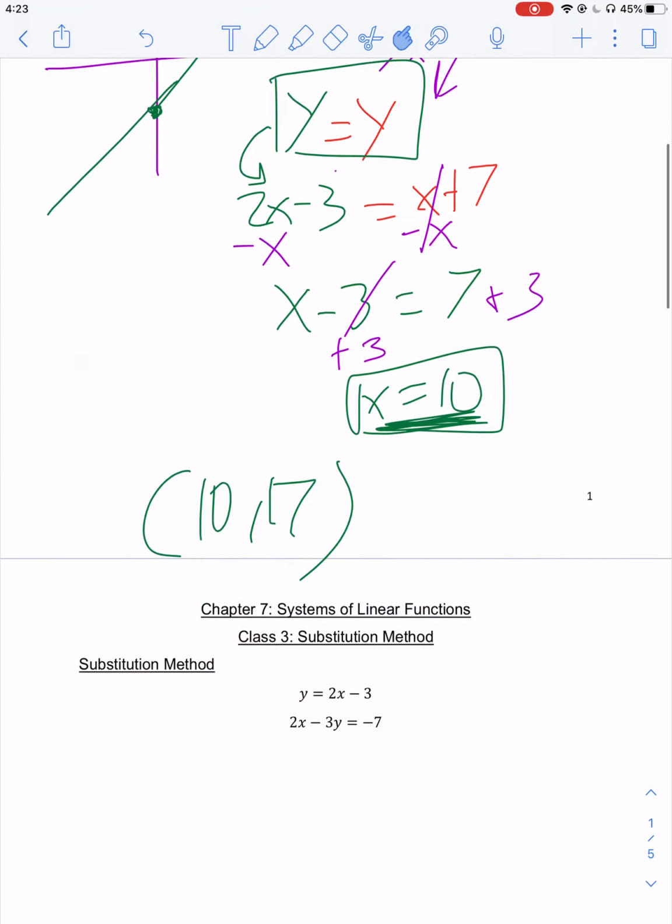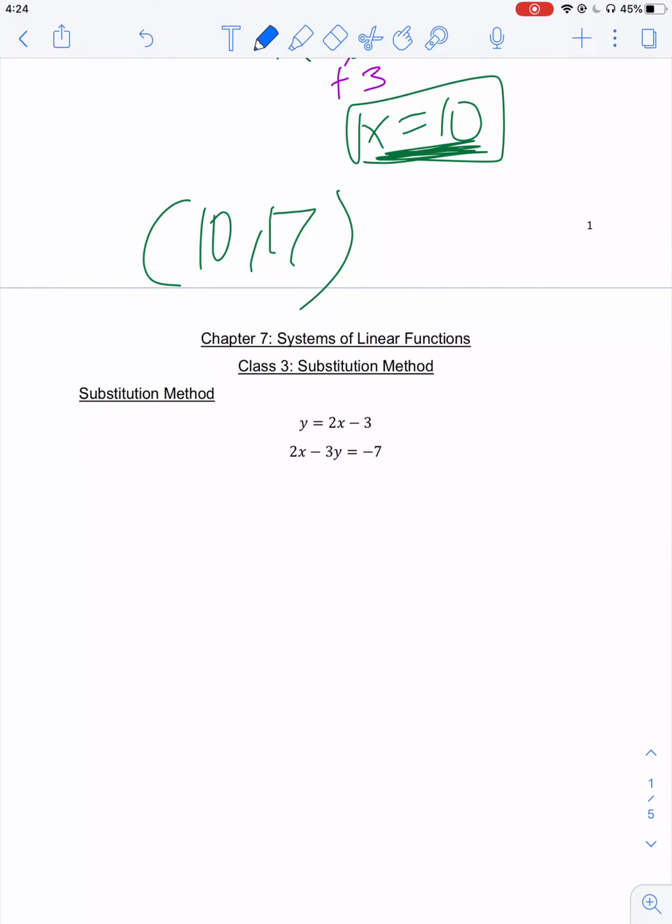Okay, so how does that work? So we know that on top over here, in green, I know what my y value is equal to. My y value is equal to minus 2x minus 3. So what I'm going to do is I'm going to substitute this y value down here. Okay, so I'm going to replace this y by this value. Why do we do that?